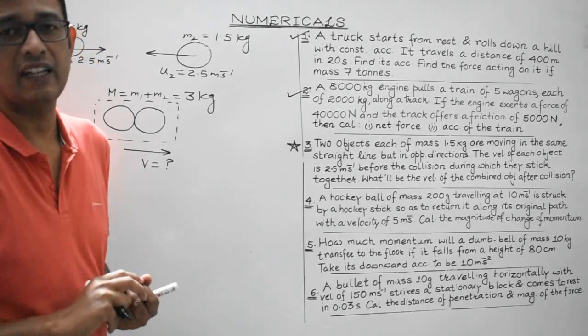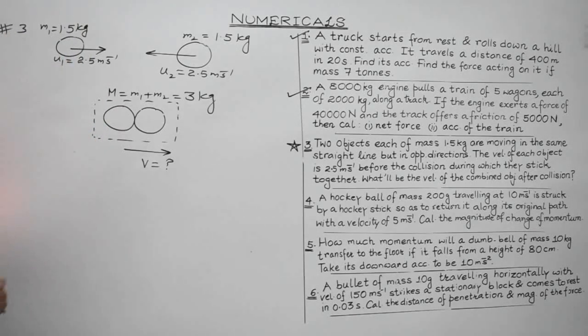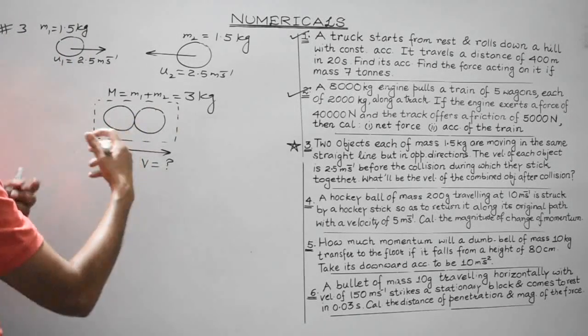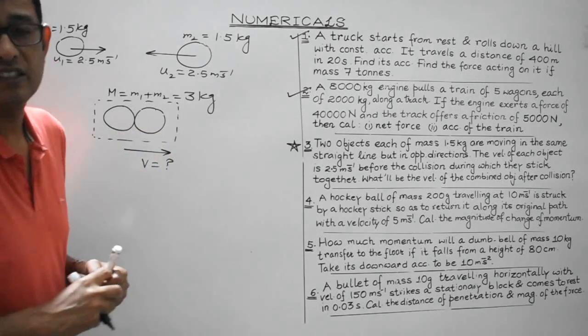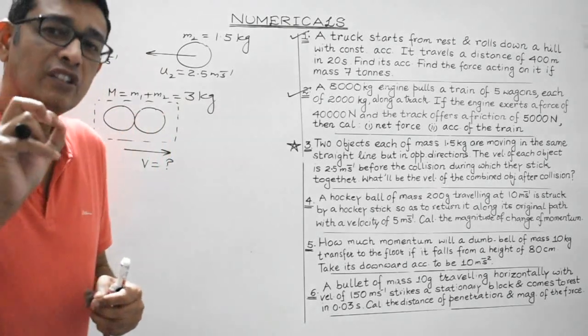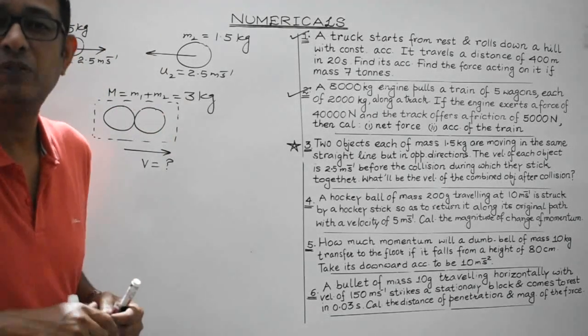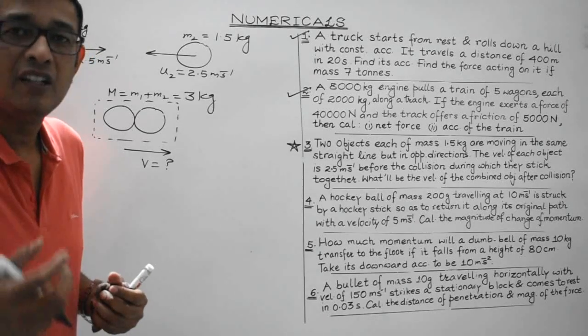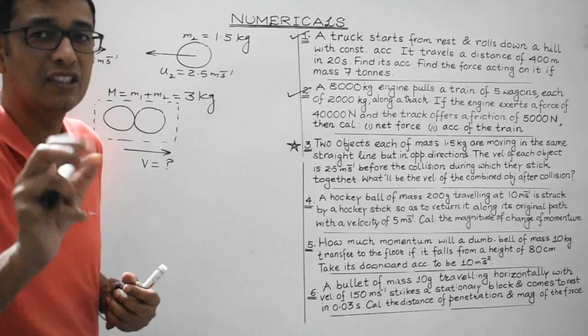No net external force is acting on it. Clear, students? They are only interacting due to the mutual interaction between them. So what I mean to say is that whenever no net external force acts on a system, then as per the law of conservation of momentum, the net momentum of the system always remains conserved.